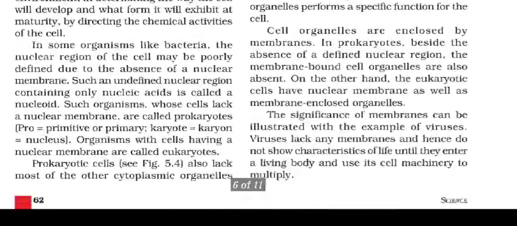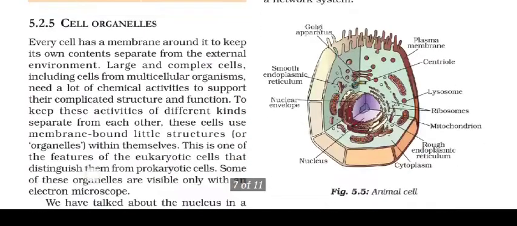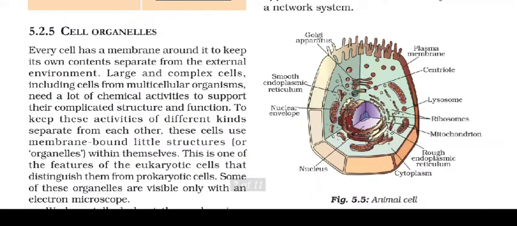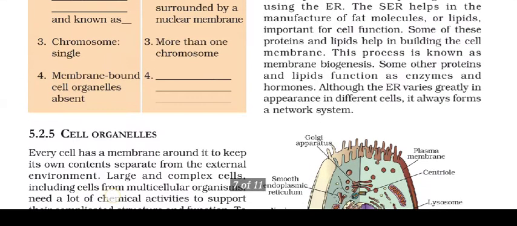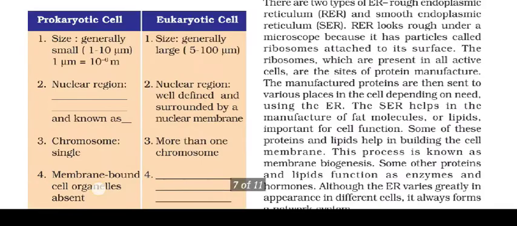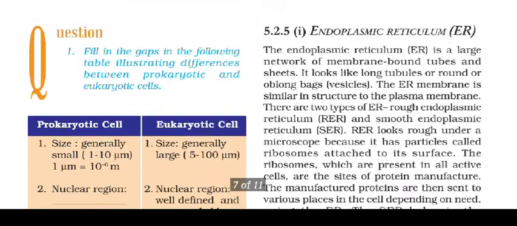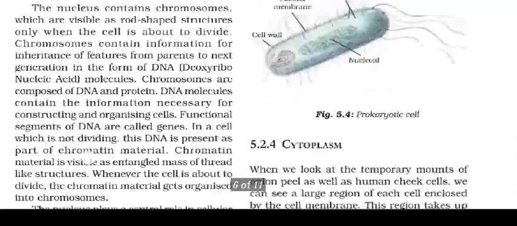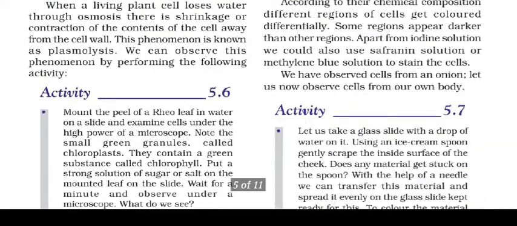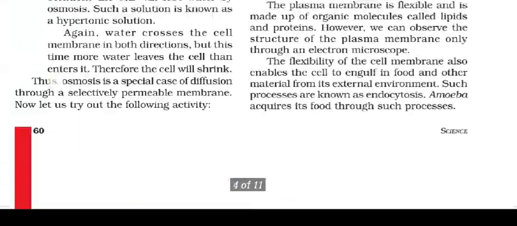We know that there are two types of cells, the plant cell and the animal cell. You can see here a membrane which covers the whole cell, and this layer is known as the plasma membrane. This layer is responsible for guarding the cells. Now we will go through what diffusion is.